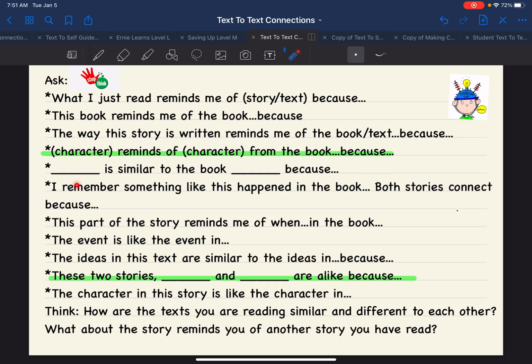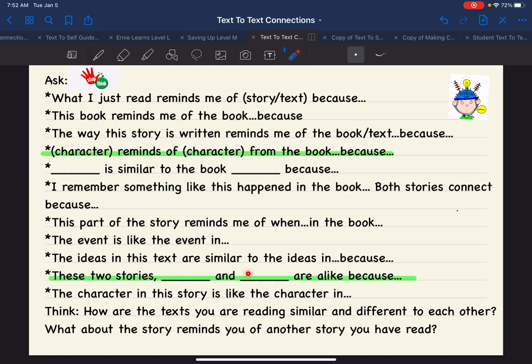Or another way you could say it is blank is similar to the book, because. So you're comparing two books. Notice none of these prompts are focused on you personally, because this week's connections are text-to-text connections. The next one says, I remember something like this happened in the book. So both the stories connect because. Or this part of the story reminds me of when in the book, and then explain. The event is like the event in.